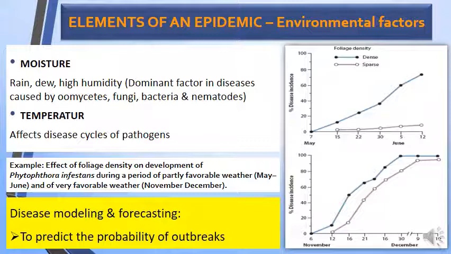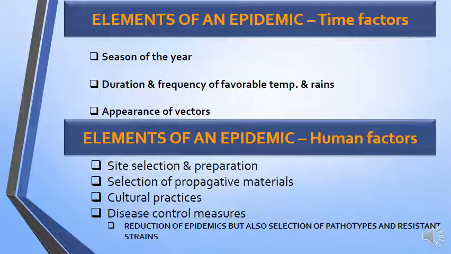The information about how environmental factors affect disease development helps us to make modeling and forecasting systems or programs which predict the probability of outbreaks of epidemic disease. Now the last two factors that can affect the development of plant disease: time and humans. Time actually interacts with the three main elements of the triangle: host, pathogen, and environment. When we talk about the season of the year, we talk about the favorable conditions in each growing cycle and also the age of the plant.